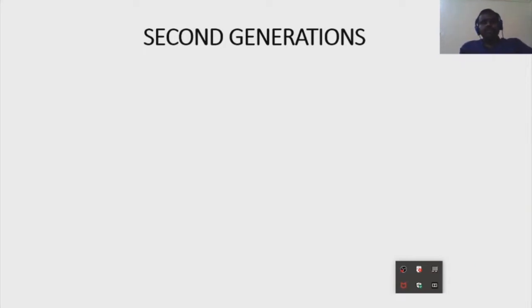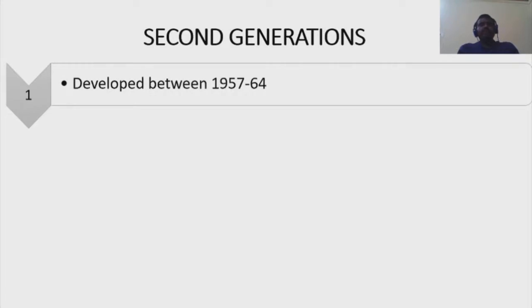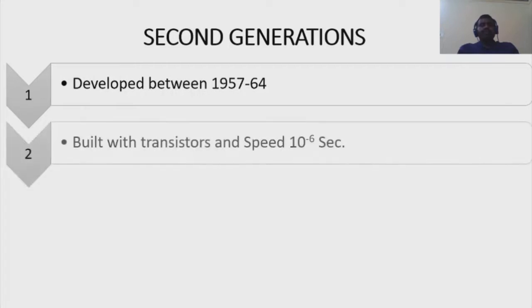We are dealing with the generations of the computer. The second generation was developed between 1957 and 1964, and it was built with transistors. Here transistors were used, whereas in the first generation vacuum tubes were used. The speed was 10 to the power of minus 6 seconds, whereas in the first generation it was only 10 to the power of minus 3 seconds.